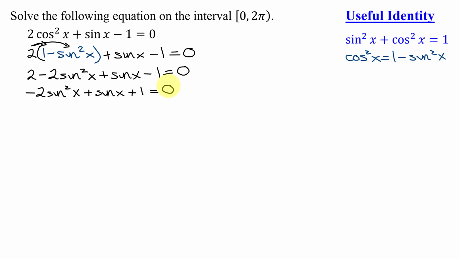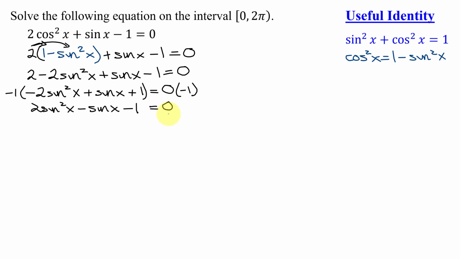Now I want to factor this quadratic equation. It's much easier to factor when the leading coefficient of the squared term is positive, so I'm going to multiply both sides of this equation by negative 1. And multiplying by negative 1 will just change the sign of every term in the parentheses. So I'm going to get positive 2 sine squared x minus sine x minus 1 equals 0. So I have a quadratic equation in sine x.